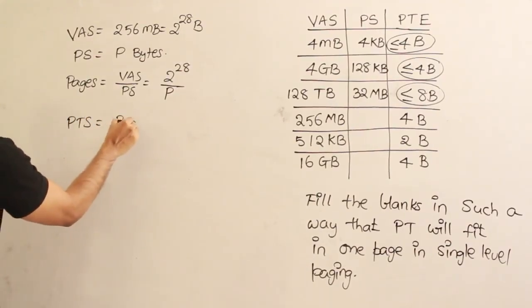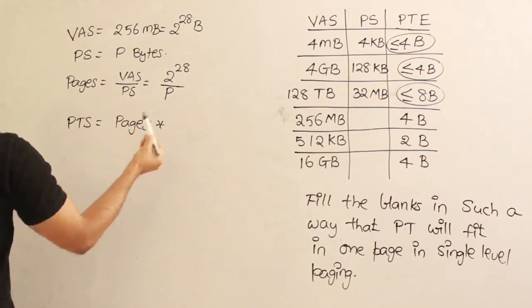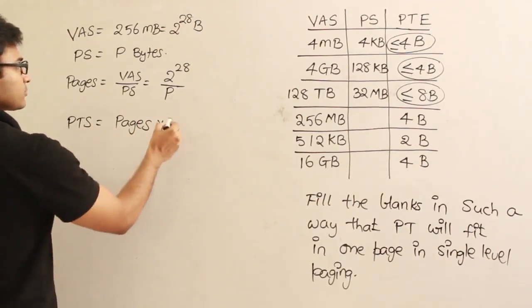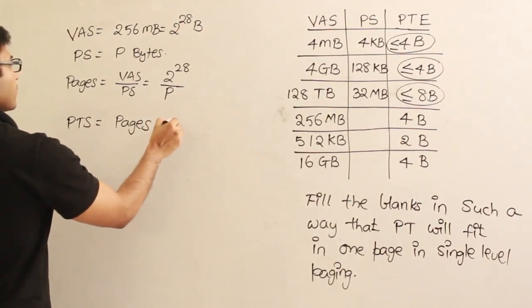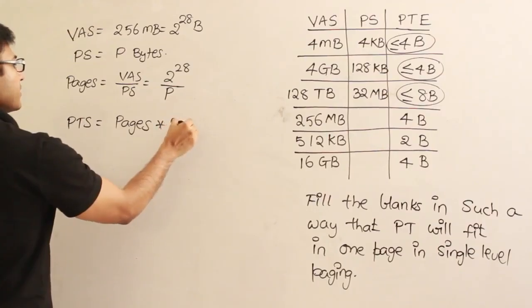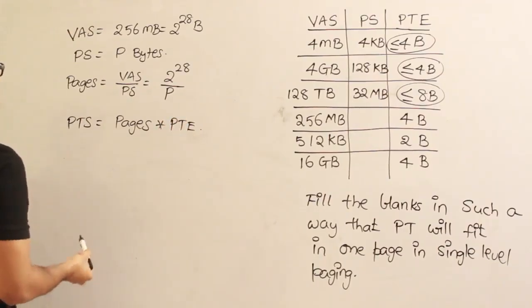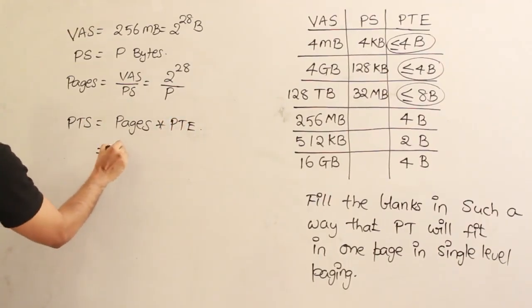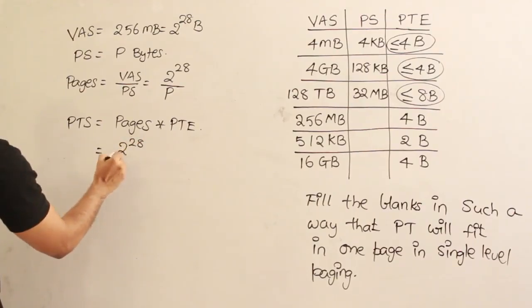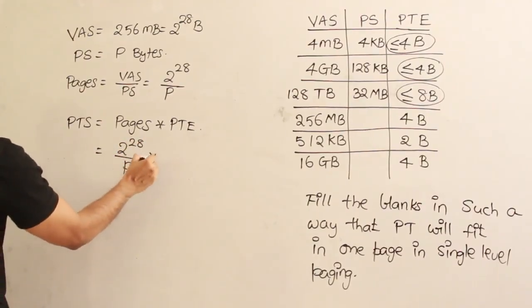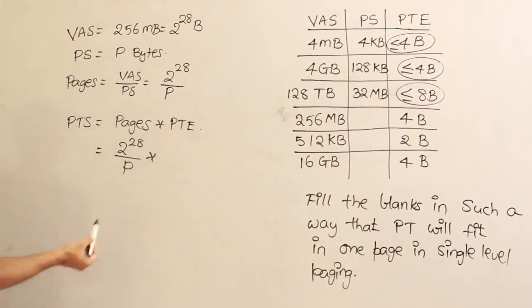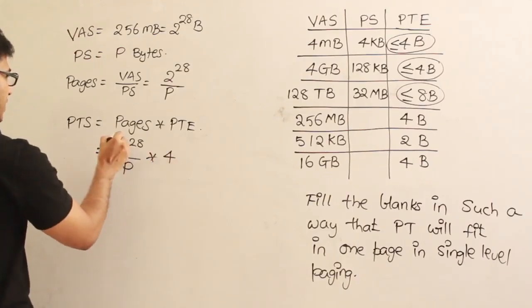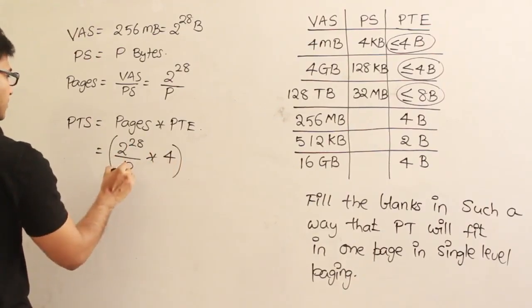And now what will be the page table size? Page table size will be equal to number of pages into page table entry size, right? So what is the number of pages here? 2 power 28 divided by P, into the page table entry size. Here the page table entry is already given as 4 bytes. This is the page table size, right?